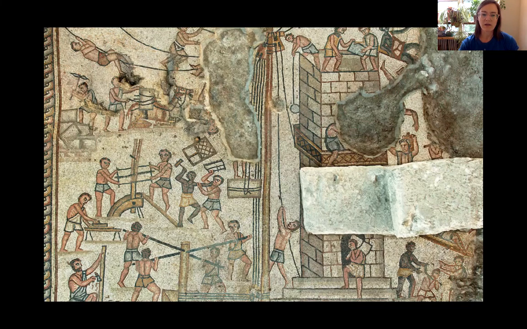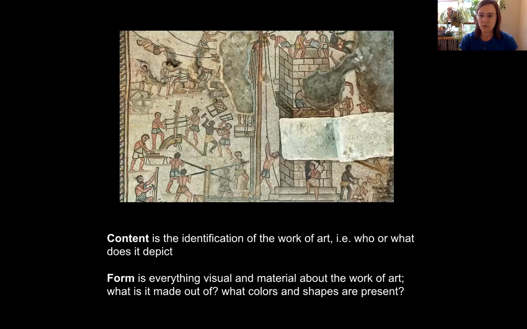So the content of our works, simply put, is what is it depicting? What does it represent? So in the case here, our mosaic represents the Tower of Babel. So that's its content. The form is how the artist goes about representing it. So it's everything visual, but also material.